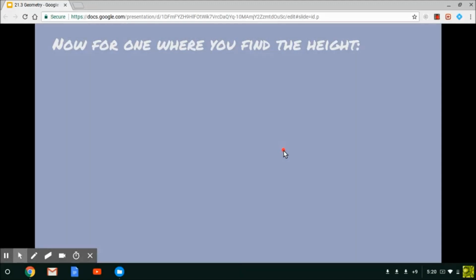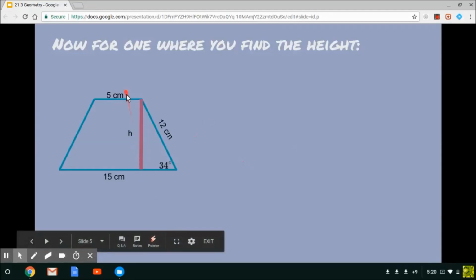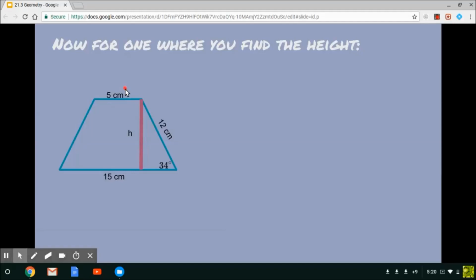Okay, so now we're going to go over the case where you have to find the height, where not everything is given to you. So in this case, we've got 15 centimeters on one of the bases, 5 centimeters on the other base, and then it gives us the length of this side, so 12 centimeters, and then this angle. But we don't know what the height is. So we're going to have to use sine to find the height. Okay. So we're going to use sine of 34, since the height is the opposite side to 34. And 12 centimeters right here is the hypotenuse of this right triangle.